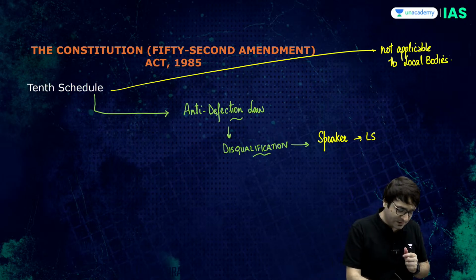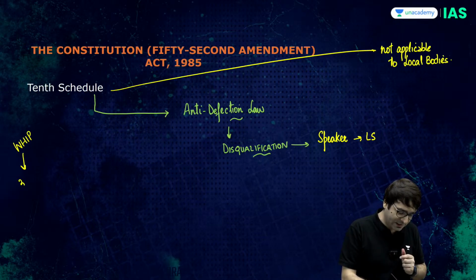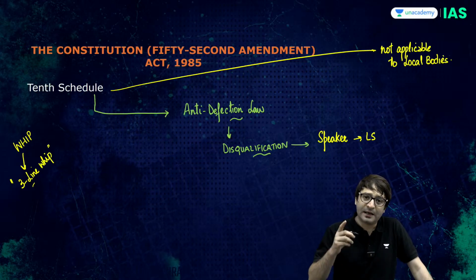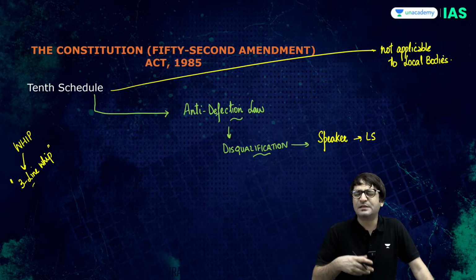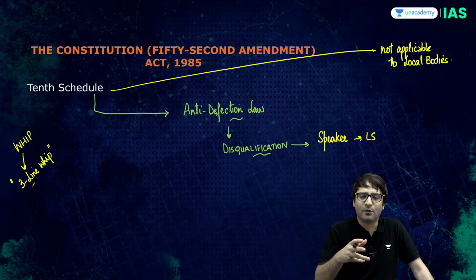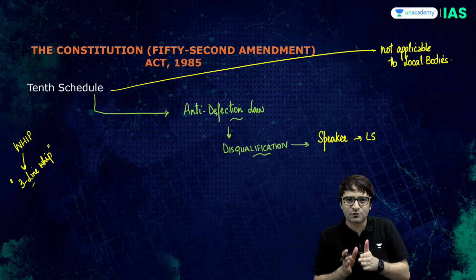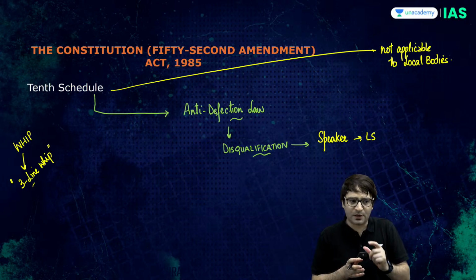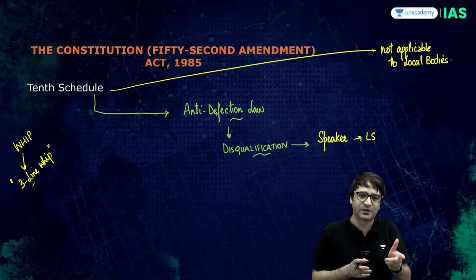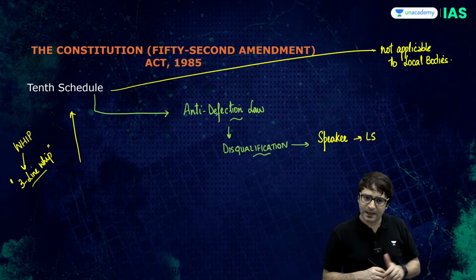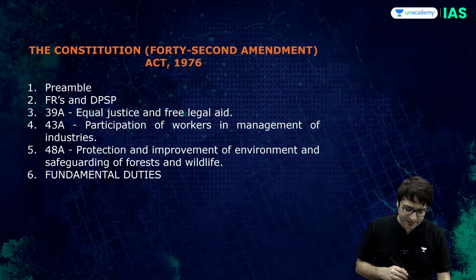If you violate the whip issued by the political party, and that whip, you have to keep in mind, is a 3-line whip, any legislator violating the 3-line whip shall be disqualified under the provisions of the 10th Schedule. And a nominated member of Parliament, which means the nominated member of the Rajya Sabha or a nominated member to the Legislative Council, can join a political party within 6 months of nomination. If a nominated member joins a political party 6 months after the nomination, they shall be disqualified under the 10th Schedule of the Constitution. Clear? Let's look at something else.